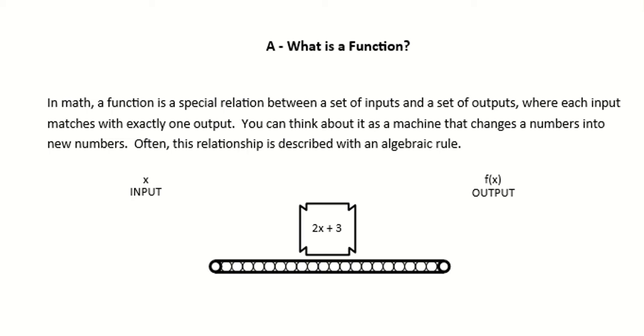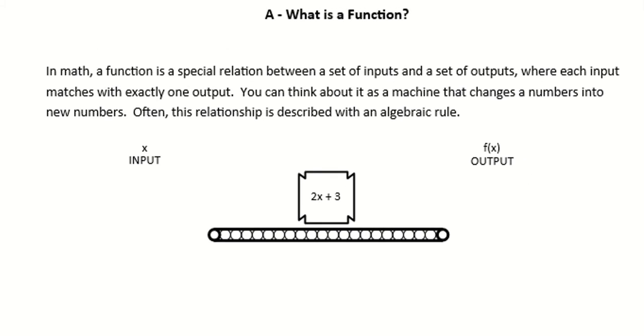So in math, a function is simply a special relation between a set of inputs and a set of outputs where each input matches with exactly one output. You can think about it as a machine that changes numbers into new numbers. Often this relationship is described with an algebraic rule. So here we have a function, let's call it machine f, and its rule is it takes whatever is put into it, doubles it, and adds 3.